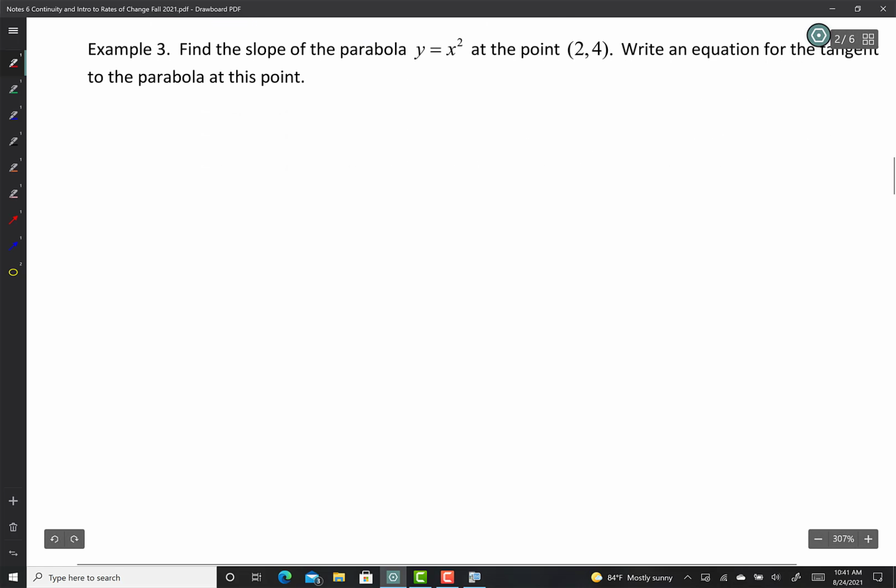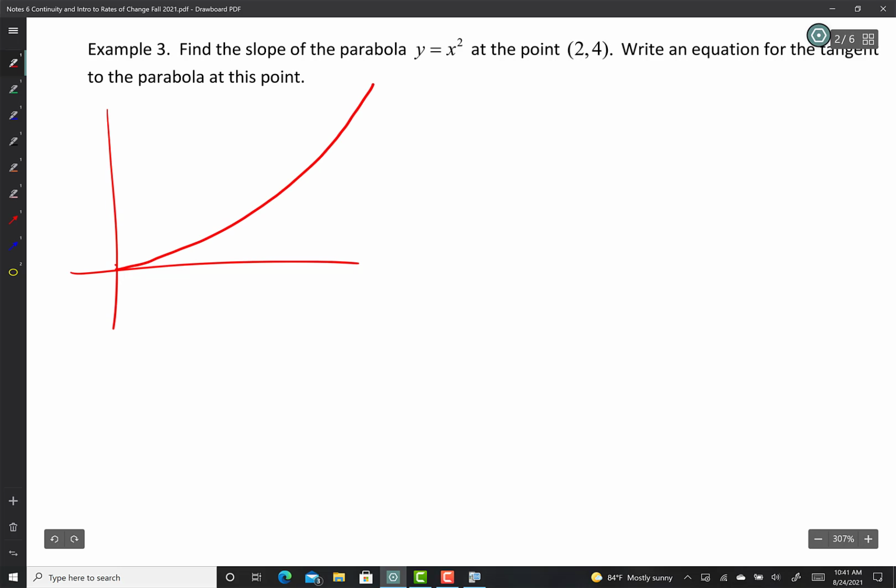So what do they want? Let's do a quick visual. So here's my parabola, exaggerated. And here is the point 2, 4. And they want this tangent.